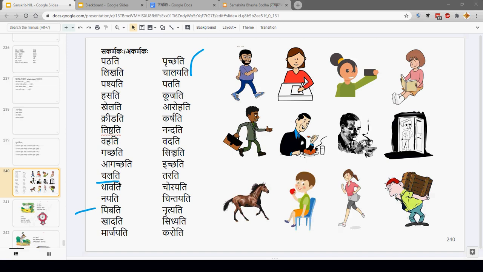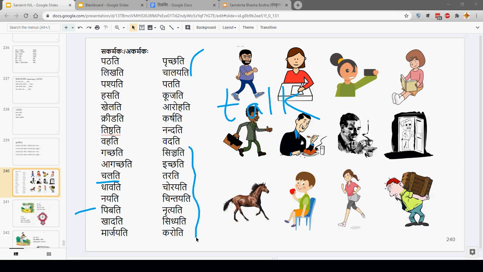Vadati. Talks. So intransitive. No, talking. I talk something, right? I talk a sentence. It's not just talk without an object. It's not saying, it is talking. Talk means vadati. So I talk something. I talk a sentence. I talk a word. So it is transitive. Okay.